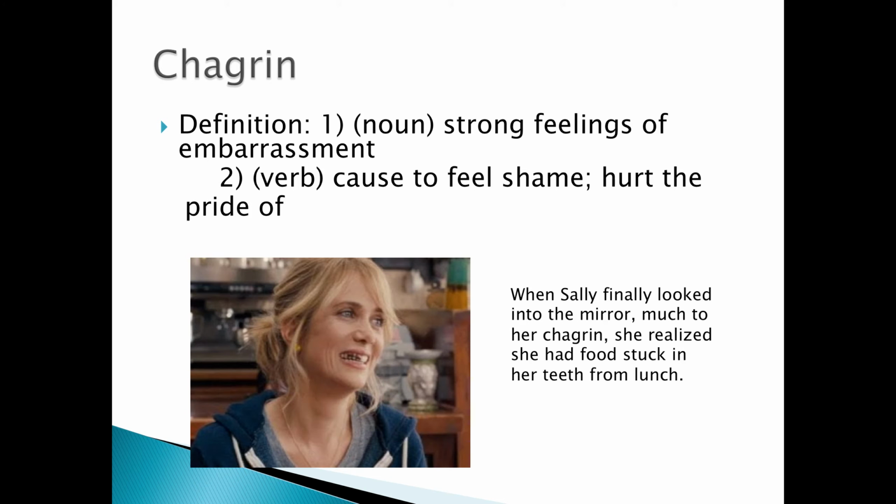Chagrin, and chagrin has two meanings as well, and the first is a noun meaning strong feelings of embarrassment, and the second is a verb meaning cause to feel shame and to hurt the pride of. And so an example would be when Sally finally looked into the mirror, much to her chagrin, she realized she had food stuck in her teeth from lunch.